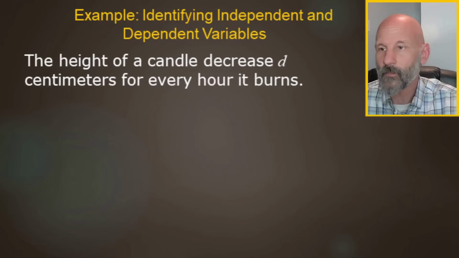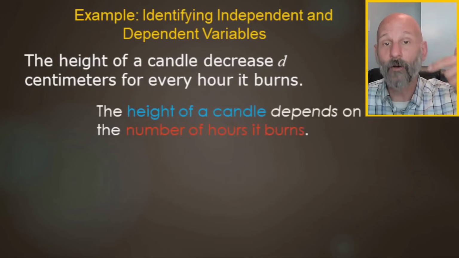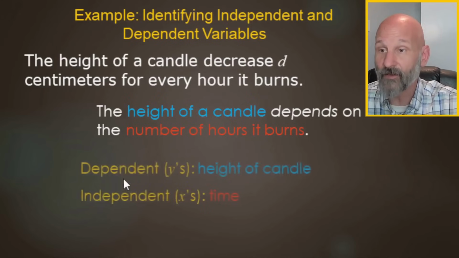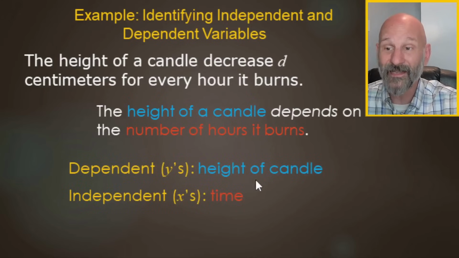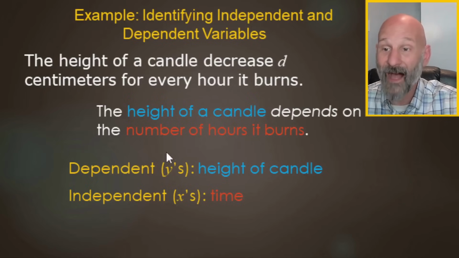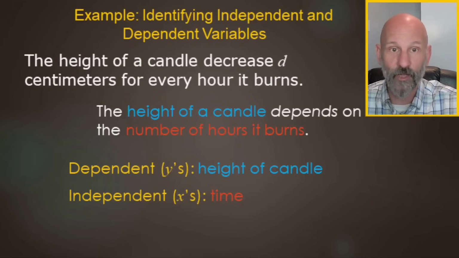Okay, the height of a candle decreased d centimeters for every hour it burns. So the height depends on how long it burns. So in this case, the dependent is going to be the height of the candle; it depends on the time, the number of hours. So your y values are going to be like centimeters because the variable is height, and then your independent variable, your x's, are going to be number of hours or minutes or seconds because the variable is time.